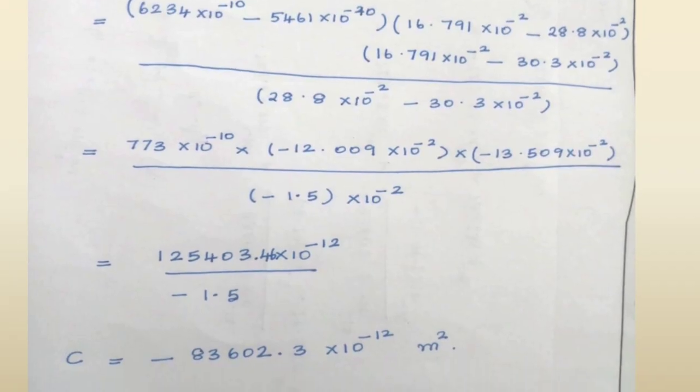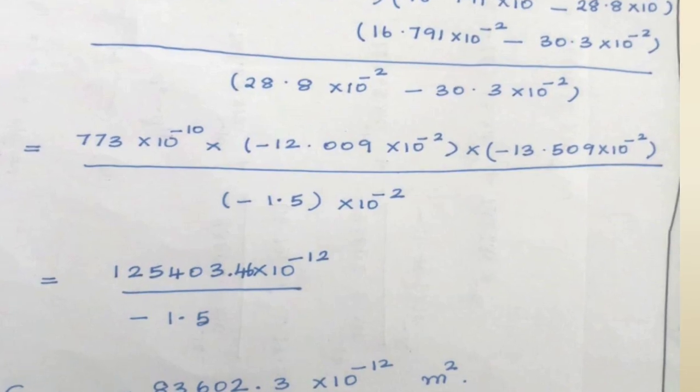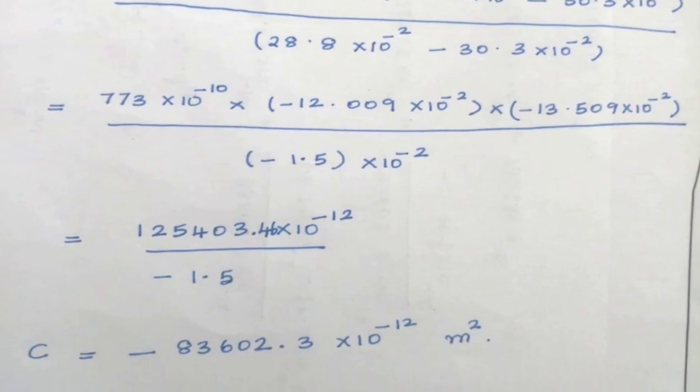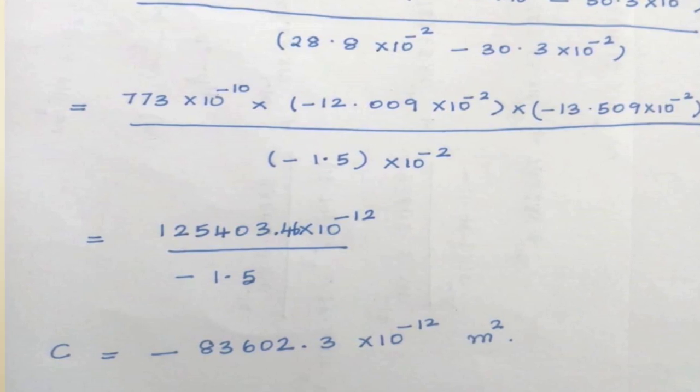See, in the numerator we have 773 into 10 power minus 7, times minus 12.009 into 10 power minus 2, times minus 13.509 into 10 power minus 2. The whole divided by minus 1.5 into 10 power minus 2. So one 10 power minus 2 in the numerator and the denominator will get cancelled. The remaining powers will be 10 power minus 12. So multiply everything, you get 12,403.46, the whole divided by minus 1.5. So we got the value of c as minus 83,602.3 into 10 power minus 12 meter square.